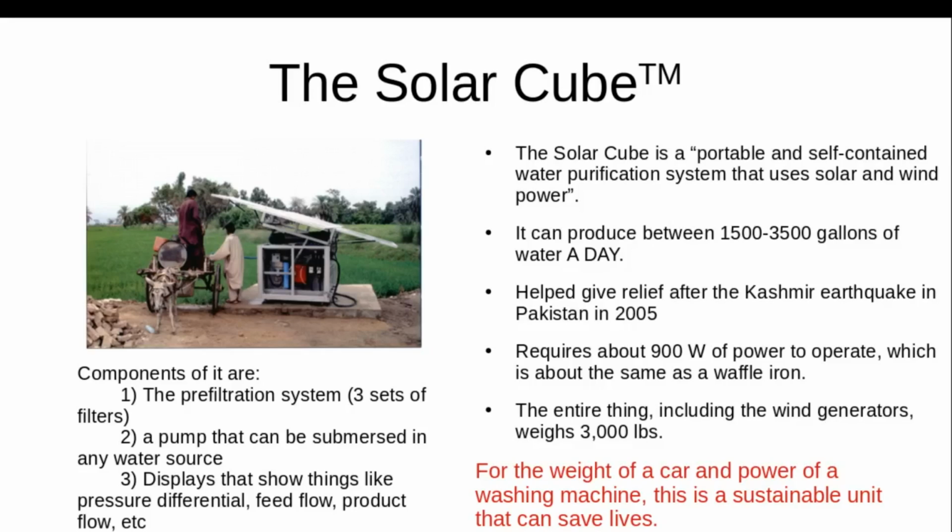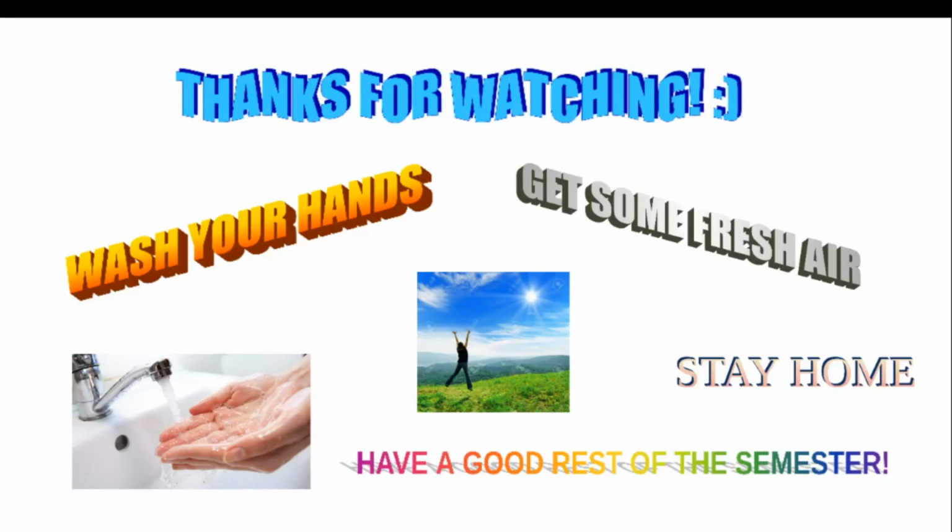So in the midst of my digging, I found something called the Solar Cube, and this is a portable, self-contained water filtration system. It uses solar and wind power. It can filter anywhere from 1,500 to 3,500 gallons of water in a single day. It helped people after the Kashmir earthquakes in Pakistan in 2005 find relief and access to clean water, and it runs off about 900 watts of power, which is roughly the same as, say, a waffle iron. So for the weight of a car and the power of a washing machine, this is a sustainable unit that can literally save lives.